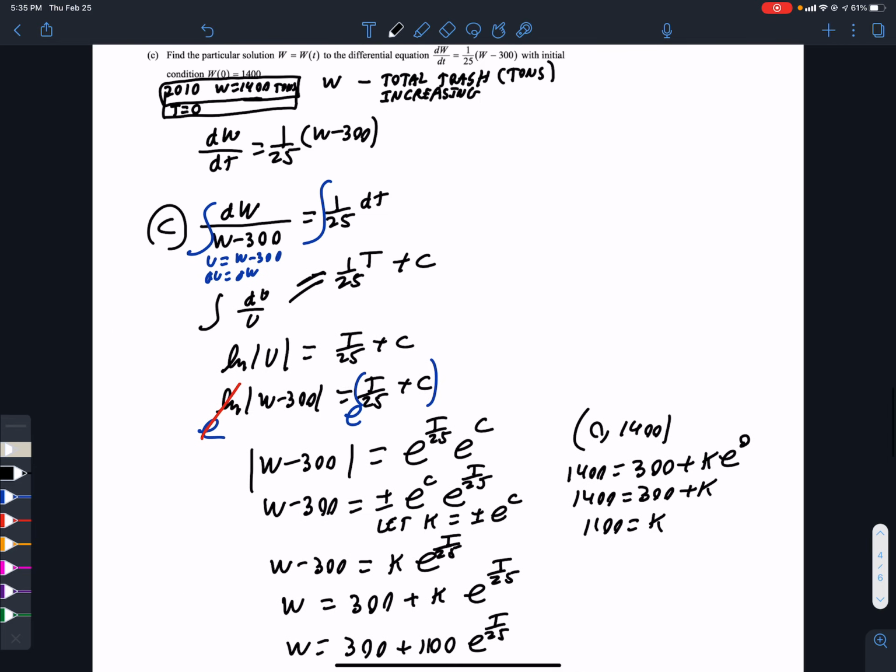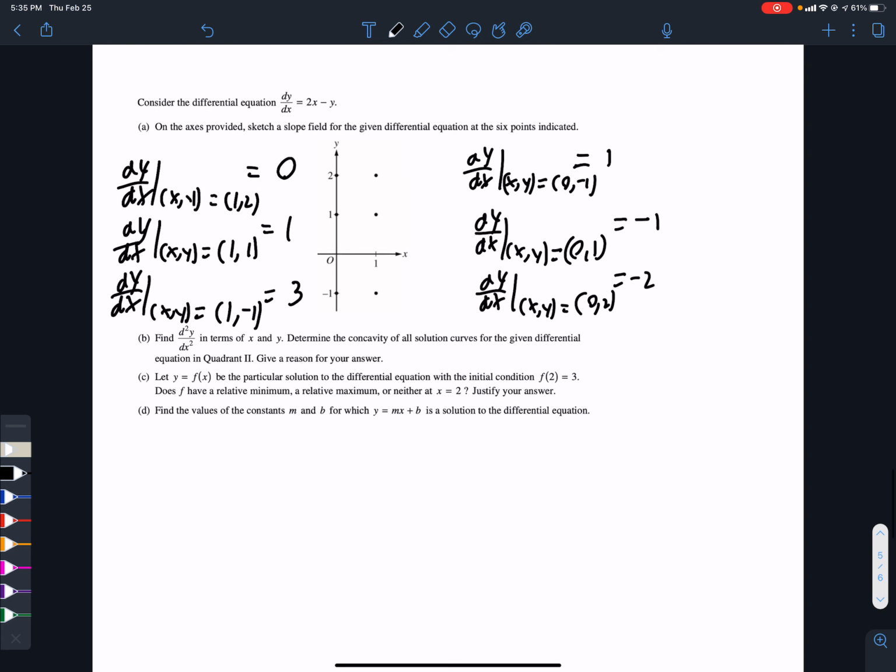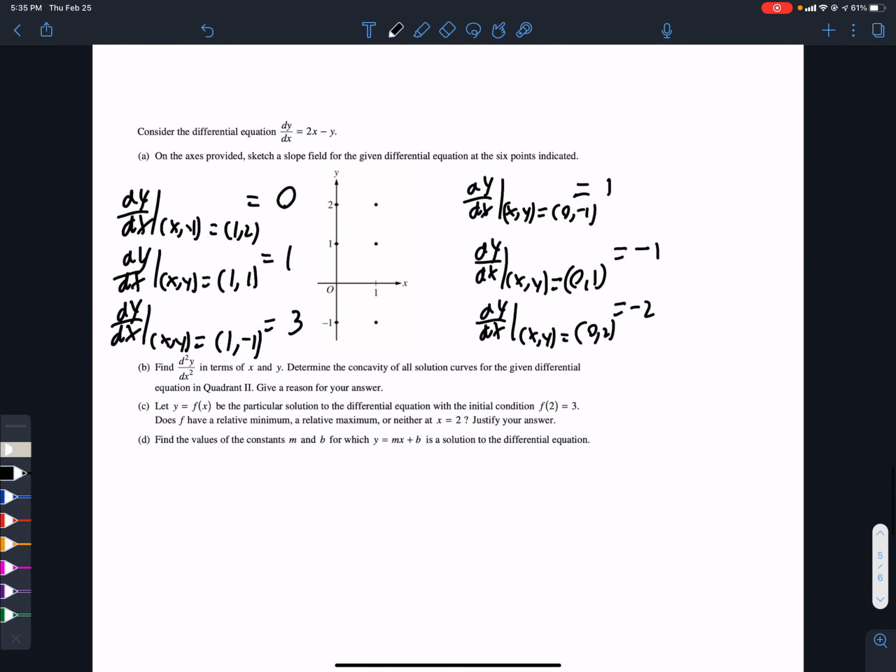What number is this? Ooh, I didn't write the year down. Oh boy. Hopefully I got these right. I was going to double check, but I got this.